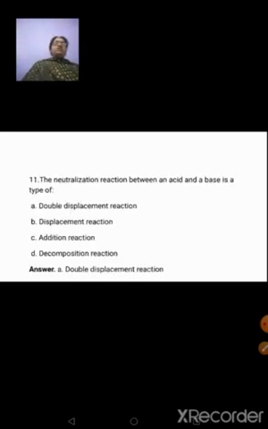Next question. The neutralization reaction between an acid and a base is a type of double displacement reaction, or displacement reaction, or addition reaction, or decomposition reaction. Remember, the neutralization reaction between an acid and a base is a type of double displacement reaction, that is option A.